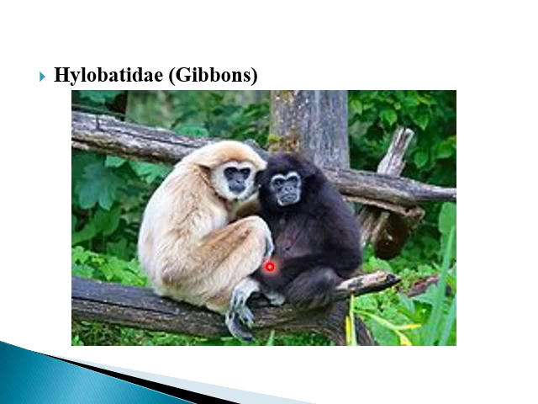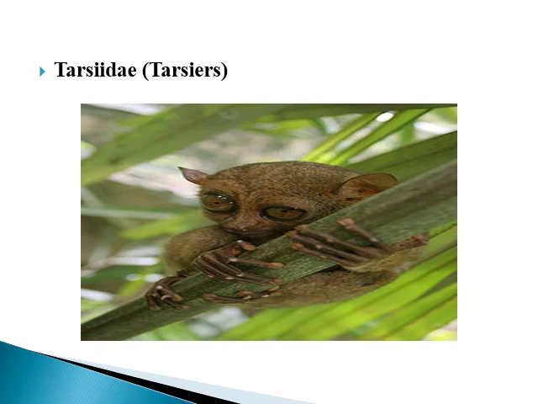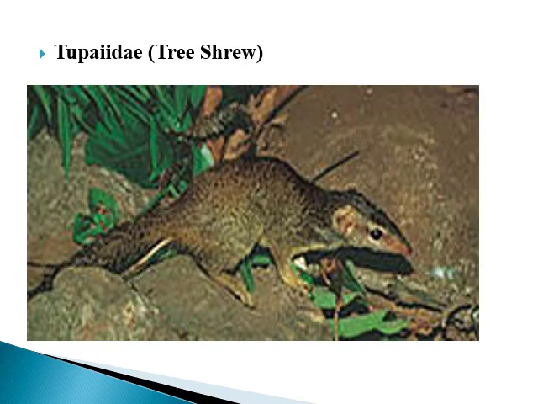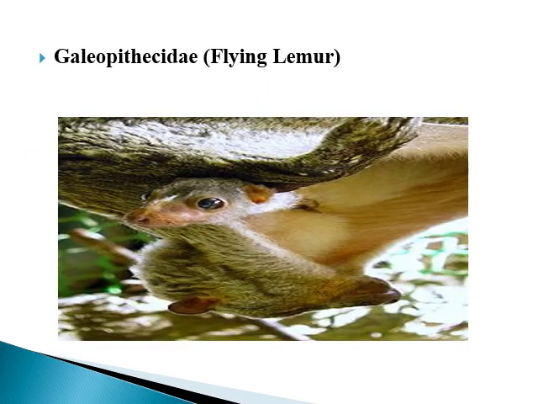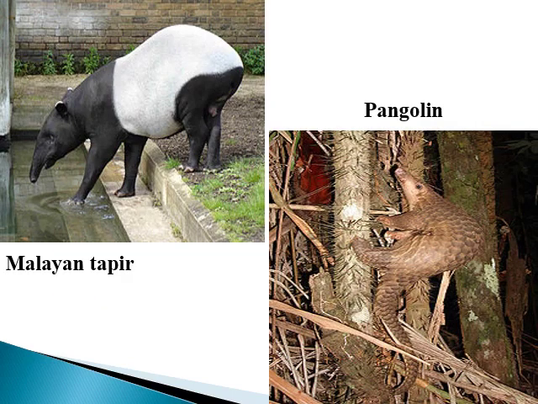Now you can see the gibbons that belong to the Hylobatidae family. Next one are tarsiers that belong to the Tarsiidae family. Next one is the Tupaiidae family, in which you can see the tree shrew that is common in our environment. Here you can see the flying lemur. On the other hand, you can see the Malayan tapir. And this side, you can see the pangolins.